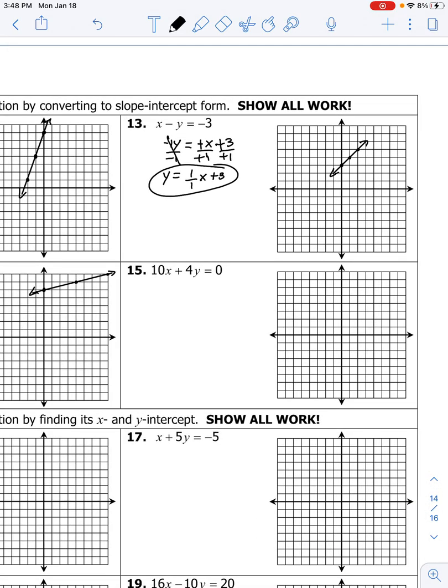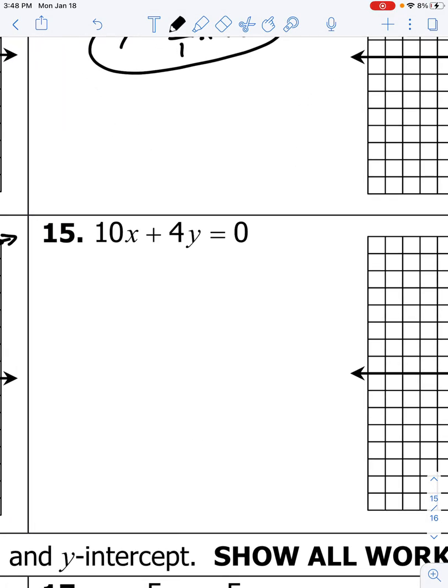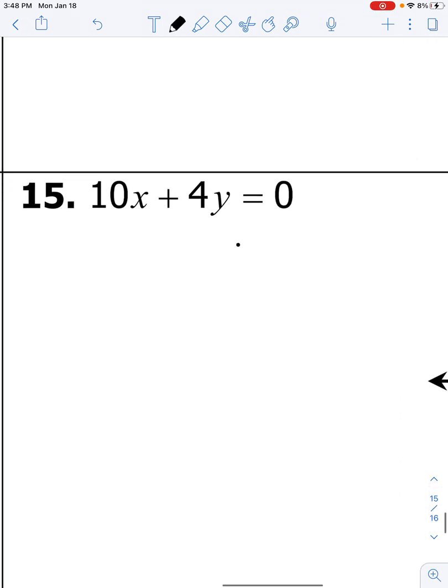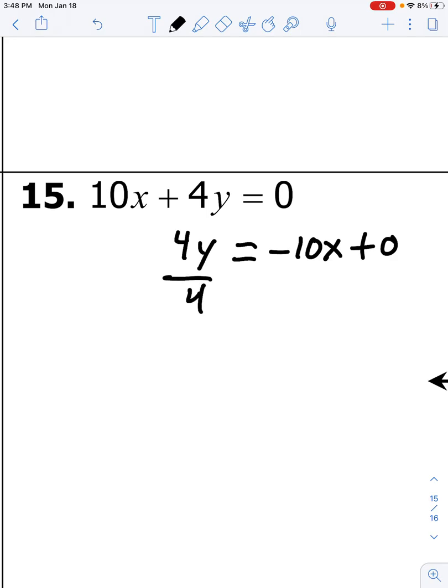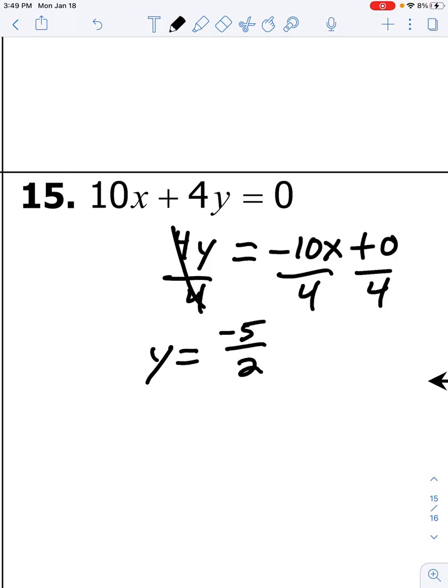All right. Number 15, right here. So last one of these. All right. So step 1, take the x, move it to the other side, and change the sign. Step number 2, drop the y down and drop your number down. Step number 3, divide all the way across. So you get y equals negative 10 over 4, which would actually be negative 5 over 2.